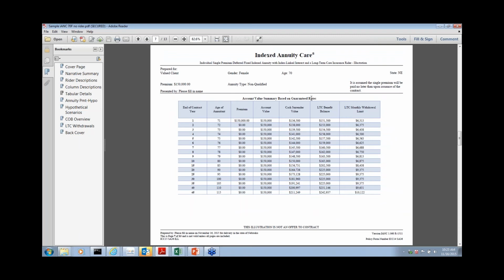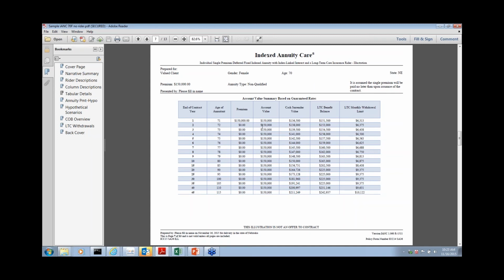Number 1, the guaranteed basis. This assumes that the S&P just never performs, that it's flat or negative. So you'll notice the account value stays $150,000. Okay, this is a 70-year-old female. However, look at her LTC benefit balance. This has that multiplier built in, so she's going to get her step up every year regardless of how her account value is performing. That's the worst case scenario.